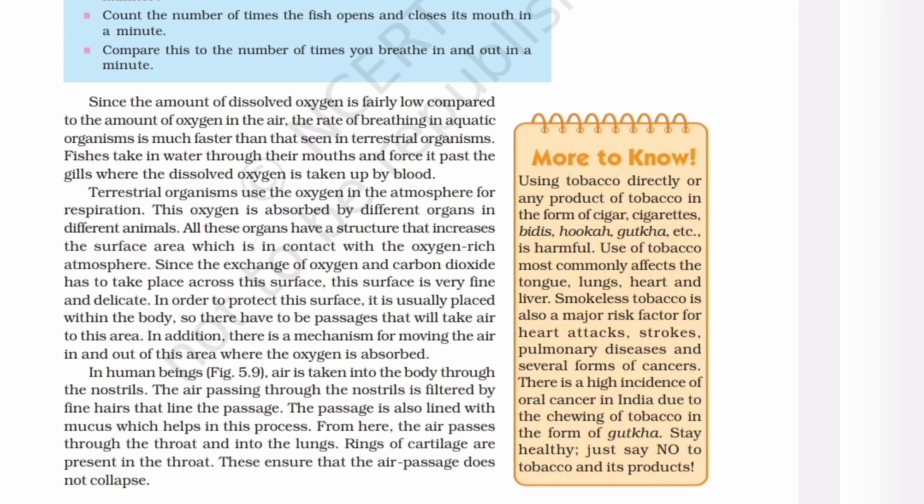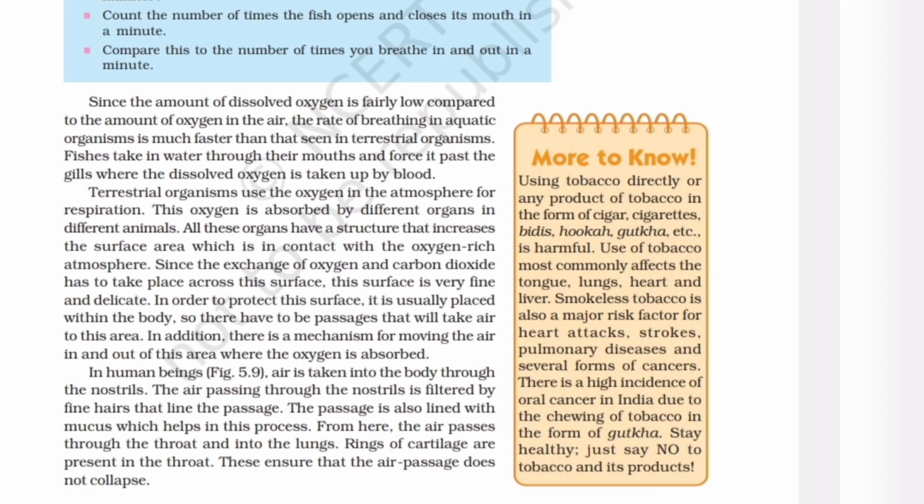In addition, there is a mechanism for moving the air in and out of this area where the oxygen is absorbed. In human beings, figure 5.9, air is taken into the body through the nostrils. The air passing through the nostrils is filtered by fine hairs that line the passage. The passage is also lined with mucus which helps in this process. From here, the air passes through the throat and into the lungs. Rings of cartilage are present in the throat. These ensure that the air passage does not collapse.